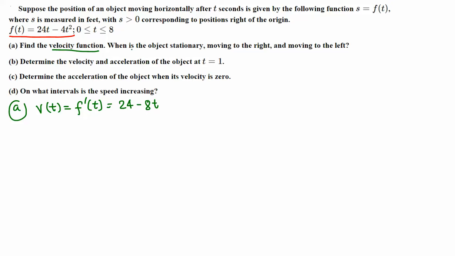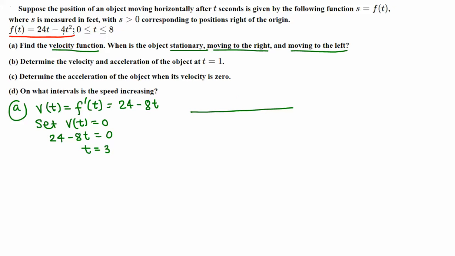Now we need to find when the object is stationary, not moving, moving to the right and moving to the left. Stationary means when the velocity is 0. So we set the velocity to 0. We just found that it is 24 minus 8t equals 0. Subtract 24 from both sides, negative 24, the negatives cancel, divide by 8, so t equals 3 seconds. So let's make the timeline here.